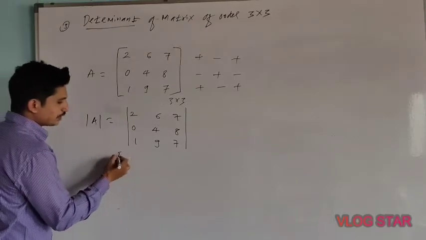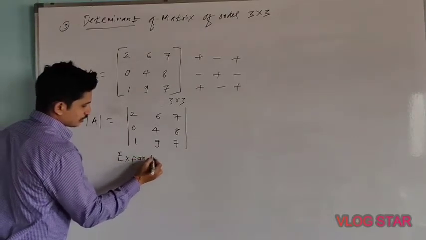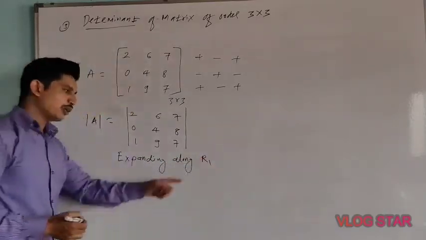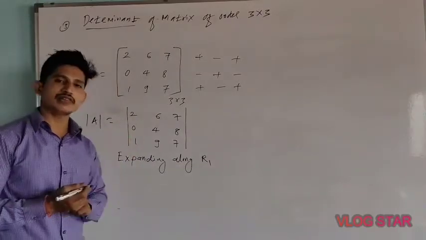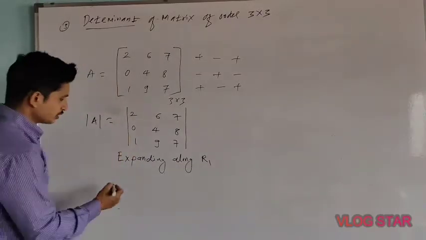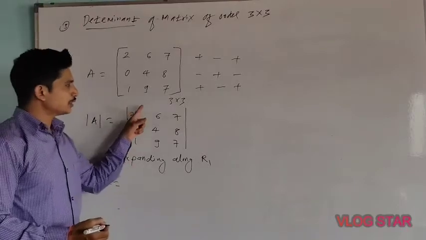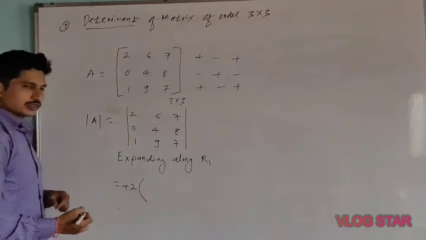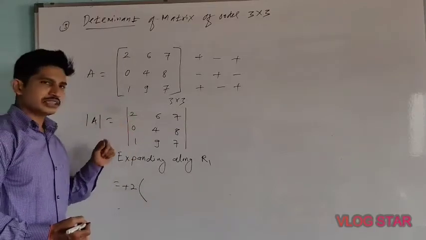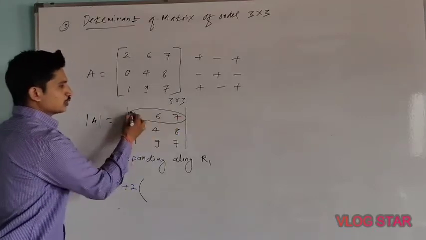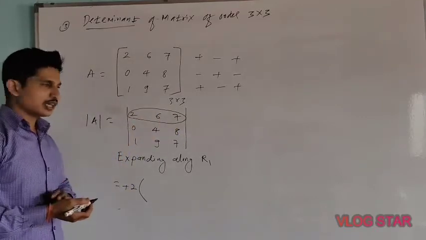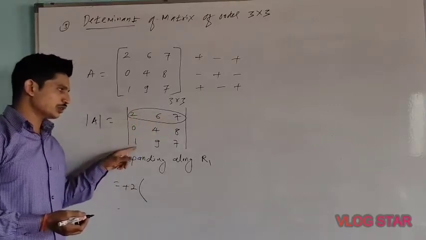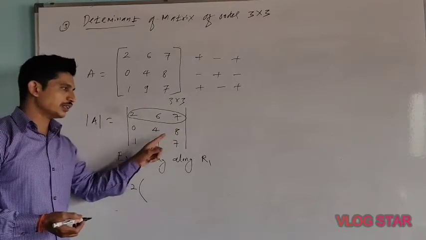Okay, expanding along row 1. Row 1 elements I am using and finding the value of this determinant. Okay, now see that sign is what now here? Plus minus plus. So plus sign is there for this and there is a 2. Okay, now 2 is in which row? First row. So 2 is in first row, remove that first row. And 2 is in which column? First column. So remove this column. Remove this row and remove this column. How many elements left? 4, 8, 9, 7.